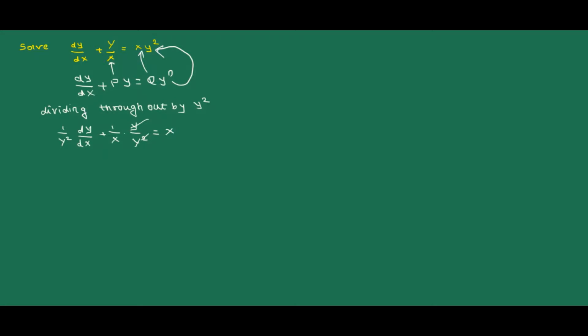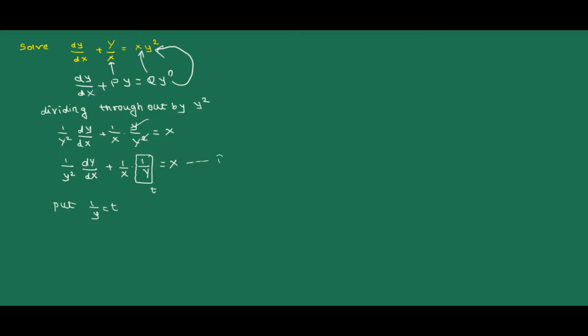Here one of the y gets cancelled. So that is 1 divided by y square into dy by dx plus 1 by x into 1 by y is equal to x. In such cases you can put the coefficient of 1 by x, that is 1 by y, equal to t. Put 1 by y is equal to t.